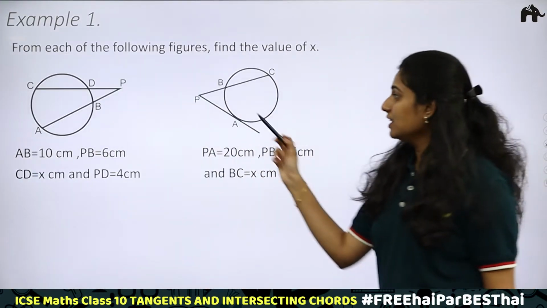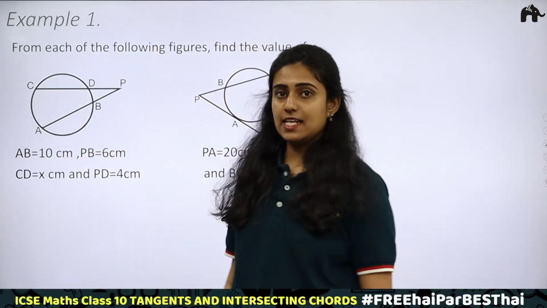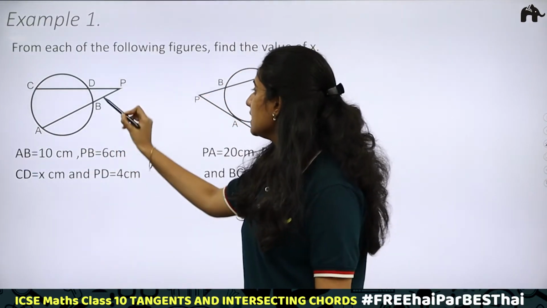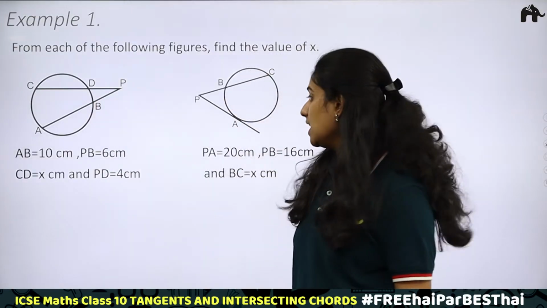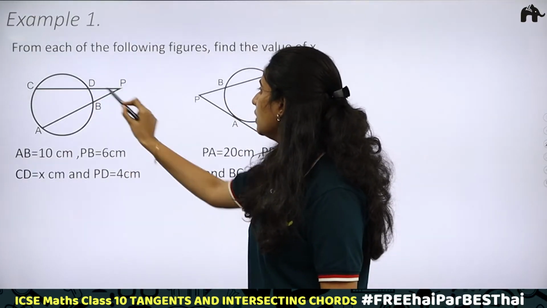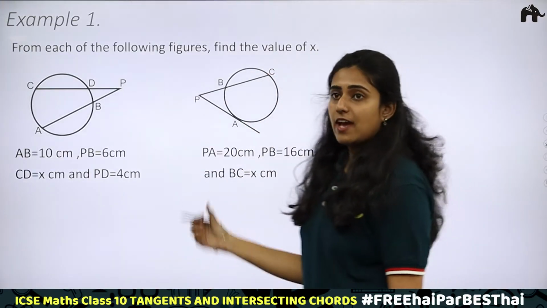Clear? Now, the third figure. This is our third figure. Here we have AB is equal to 10 centimeter. PB is given. PB is 6 centimeter. CD is equal to X centimeter. And PD is equal to 4 centimeter. We have to find the value of X.